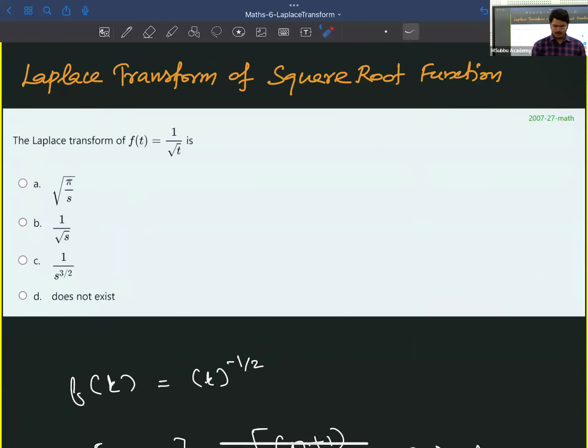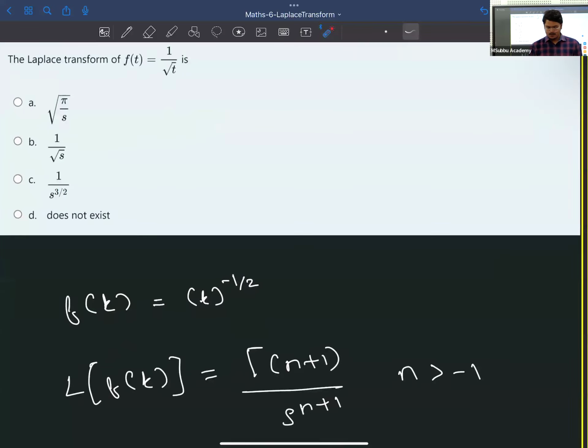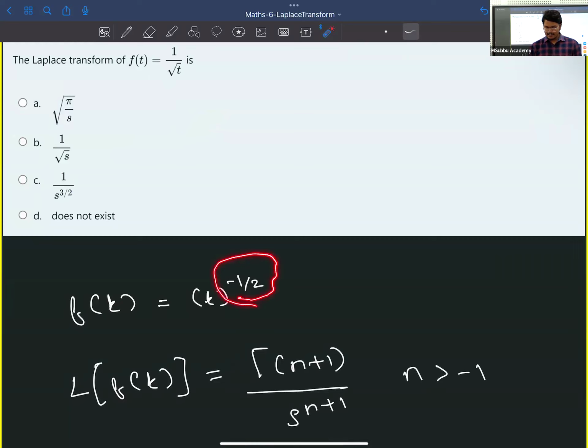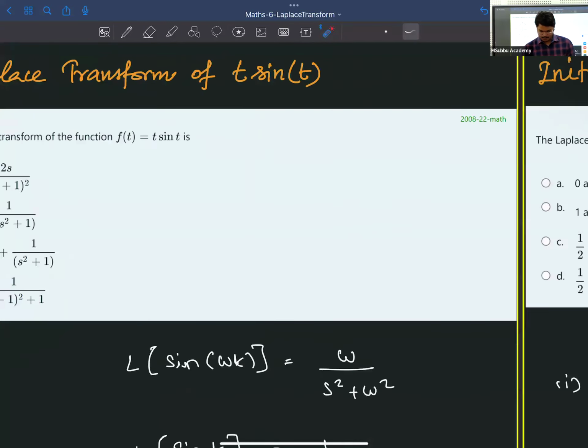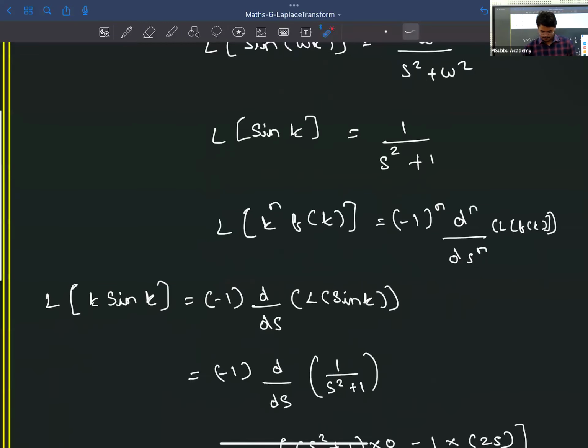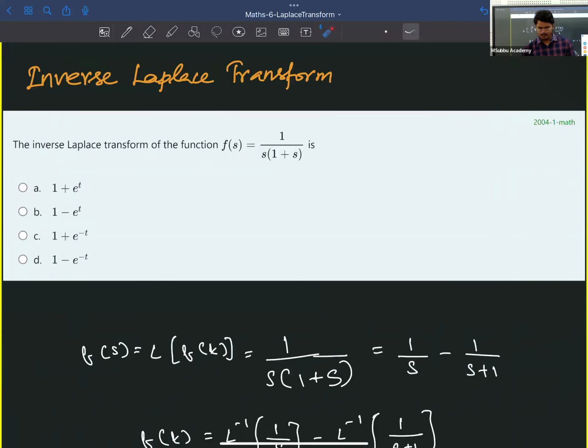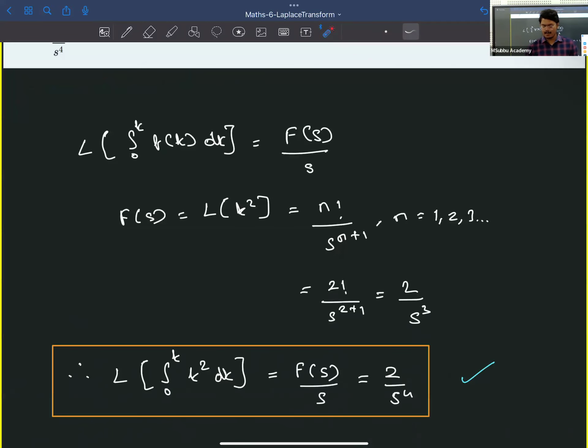So the Laplace transform of the function f of t is given as 1 by root of t. This can be written as t power minus 1 by 2. So when n is greater than 0, or n is a natural number, you can directly write the Laplace transform of t power n as n factorial by s power n plus 1. So here we have written the formula.